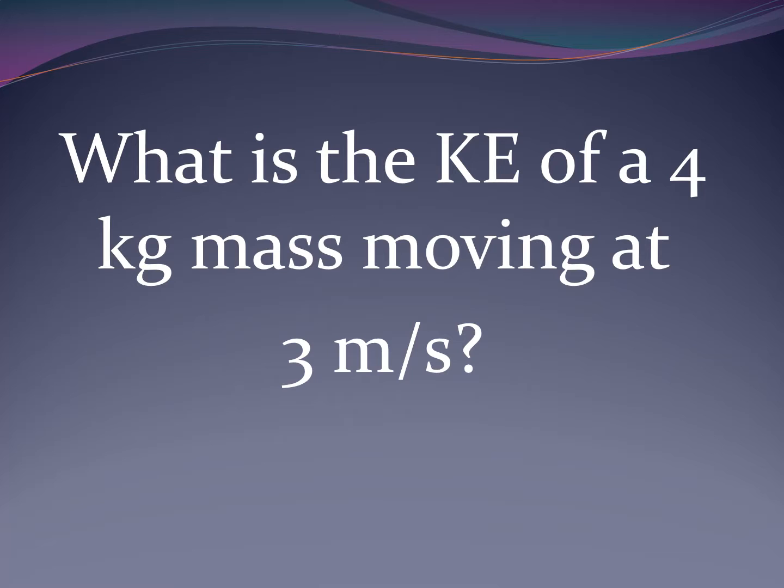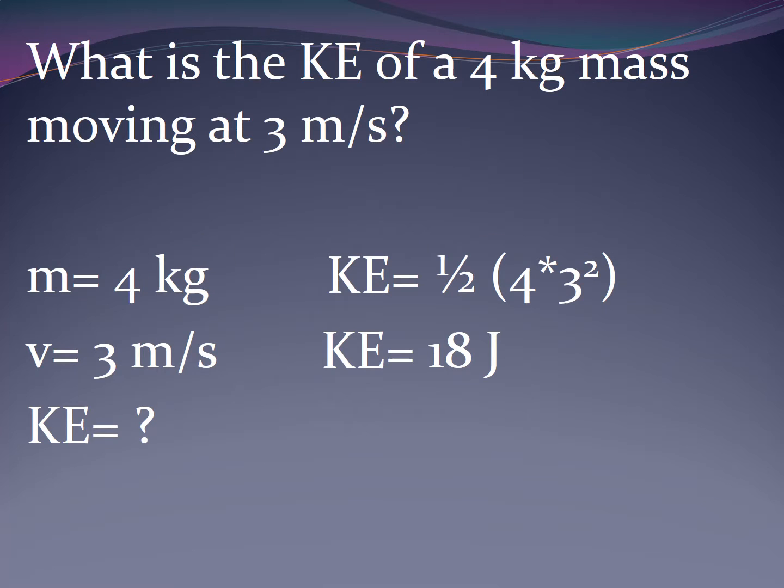So what is the kinetic energy of a 4 kilogram mass moving at 3 meters per second? 3 meters per second is our velocity. So let's write our variables down first. M is 4 kilograms. V, our speed, is 3 meters per second. What is our kinetic energy? Kinetic energy is 1/2 mv squared. So m is 4, and then our velocity is squared. Do not forget to square velocity. So 3 squared is 9, times 4, times 1/2 is 18 joules of energy.